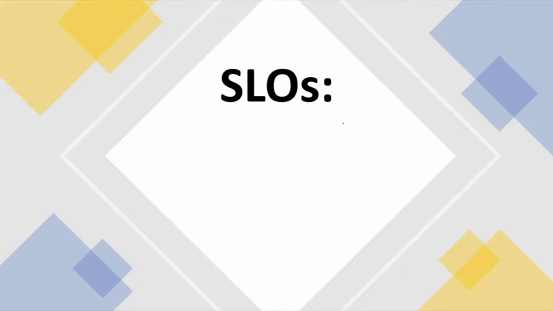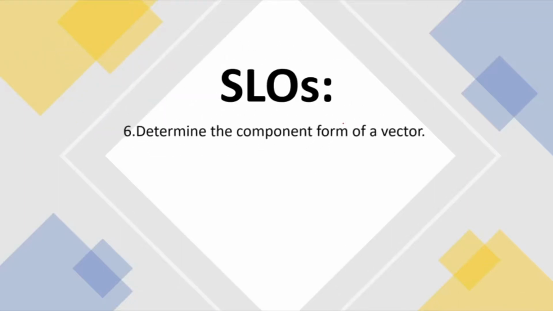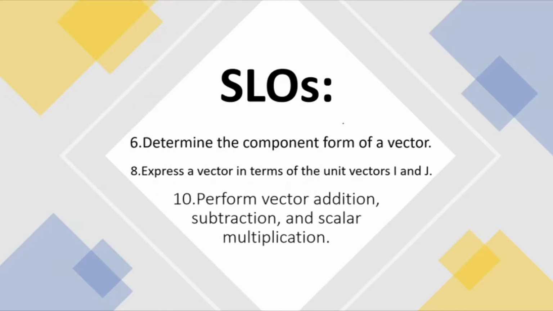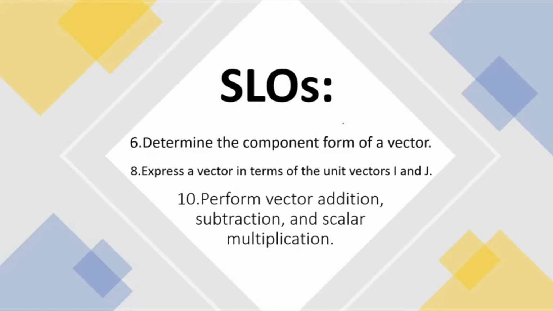So in this video I will be covering SLO number 6, 8, and 10. Number 6 is where I determine the component form of a vector. Number 8 is where I express a vector in terms of unit vectors i and j. Number 10 is where I perform vector addition, subtraction, and scalar multiplication.